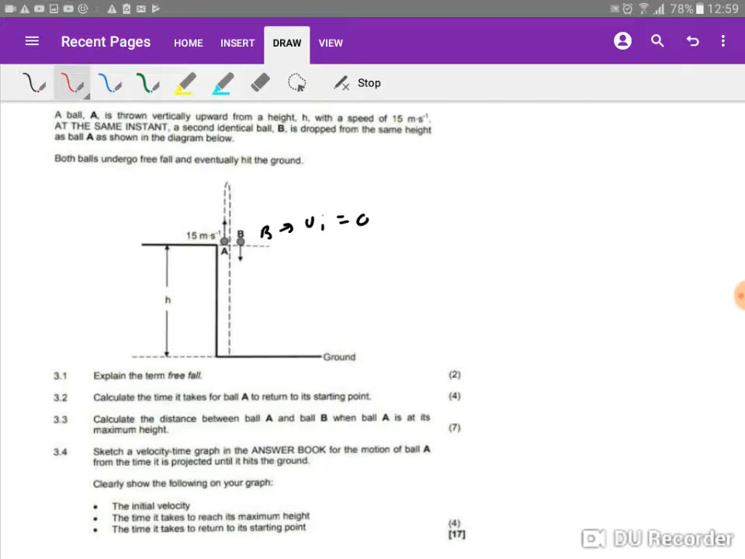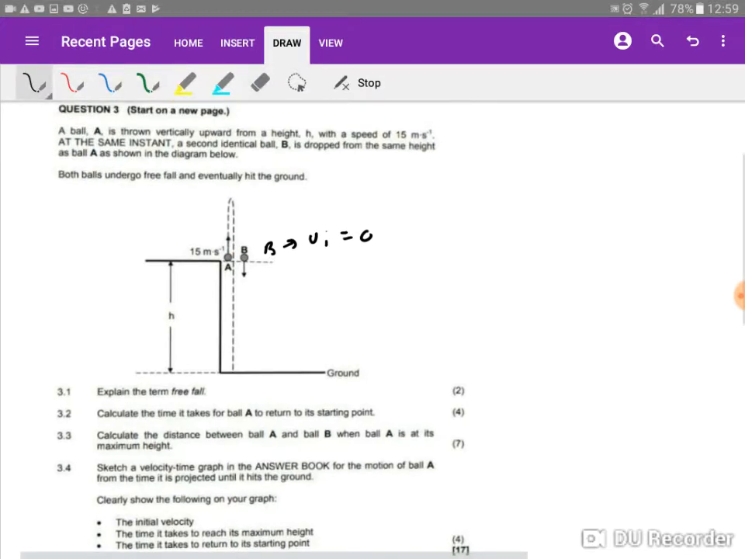Whereas ball A, okay, so ball A, they use the word thrown. So the word thrown means that it actually has a Vi, so its Vi is 15. Okay, so then, here, let's read the rest of the questions.